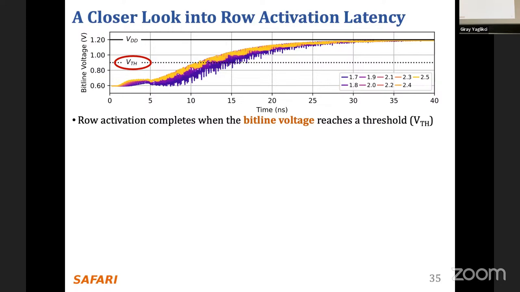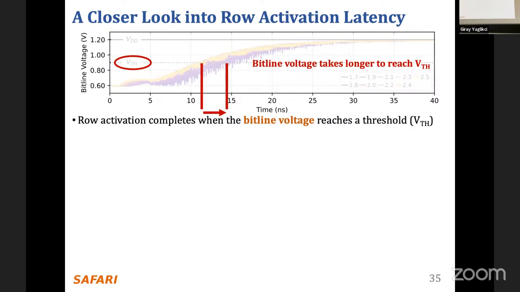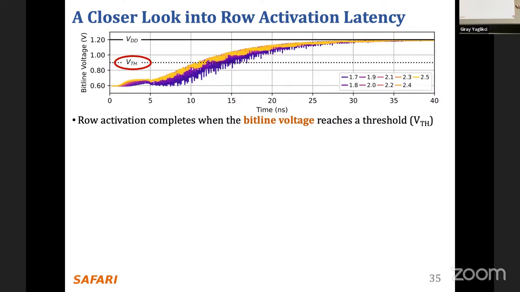So here is a little bit more background. Maybe I should start with this. On the x-axis, we have the time. At zero, we send the activation command, and this is how the voltage changes. On the y-axis, we have the voltage on the bitline. Here, different colors correspond to different voltage levels. This VTH is something important. It's called the threshold voltage level. Once your bitline voltage reaches this level, then you can reliably read data in your sense amplifiers. If your voltage is below this level, then it's not reliable operation.